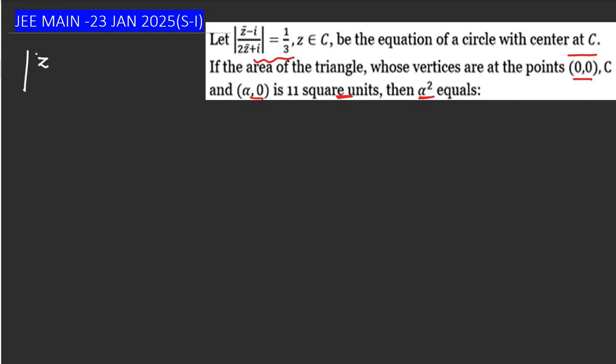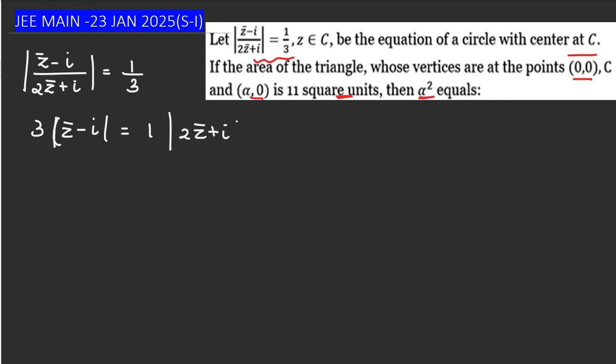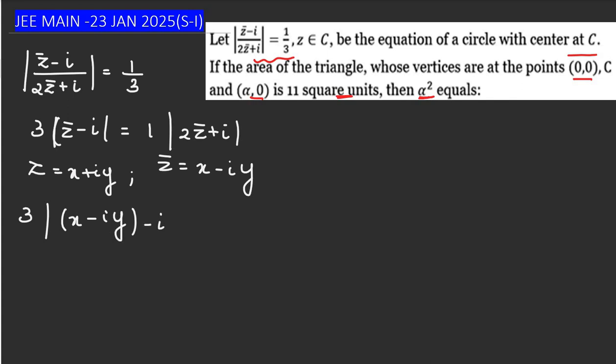So given mod of (z bar − i) divided by (2 z bar + i) is equal to 1 by 3. So cross multiplying, 3 times the modulus of (z bar − i) is equal to 1 into the modulus of (2 z bar + i). Let us take z = x + iy and z bar = x − iy, and substituting the values we get 3 times the modulus of (x − iy − i) is equal to 1 into the modulus of (2 into (x − iy) + i).